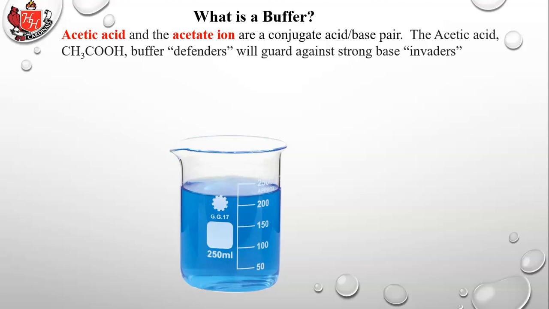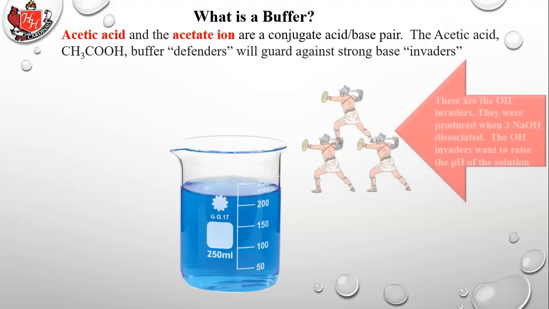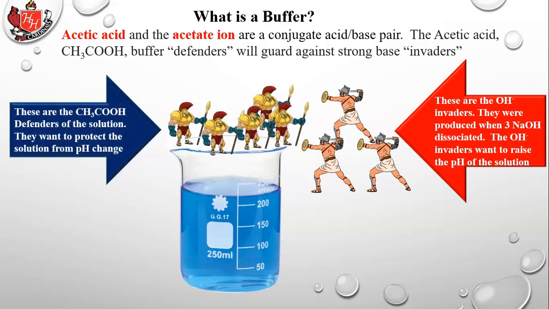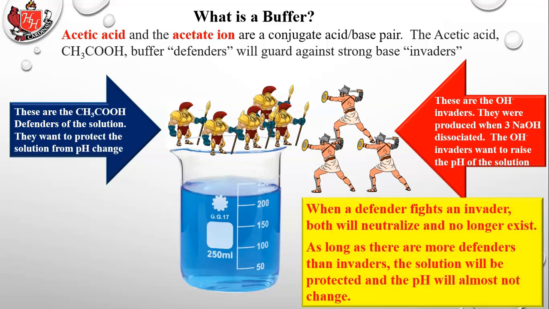The acetic acid, CH3COOH, buffer defenders will guard against strong base invaders. So they're the strong base invaders. They were produced when sodium hydroxide dissociated. The OH- hydroxide invaders will want to raise the pH of the solution. These are the acetic acid defenders of the solution. They want to protect the solution from pH change. So when a defender fights an invader, both will neutralize and no longer exist. As long as there are more defenders than invaders, the solution will be protected and the pH will almost not change.